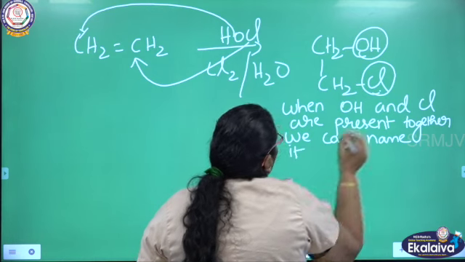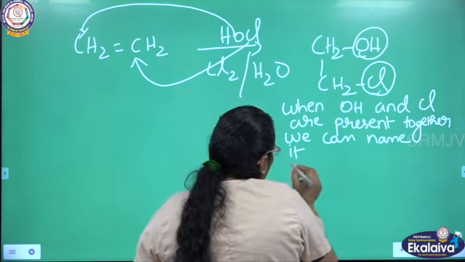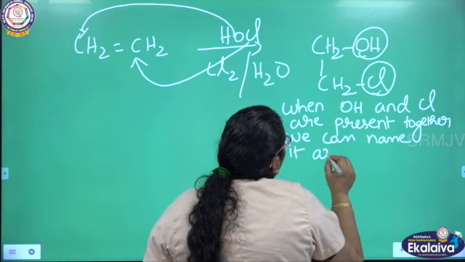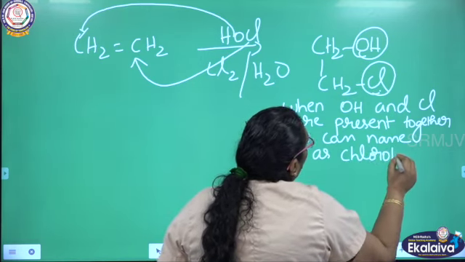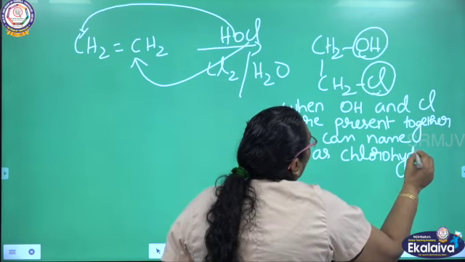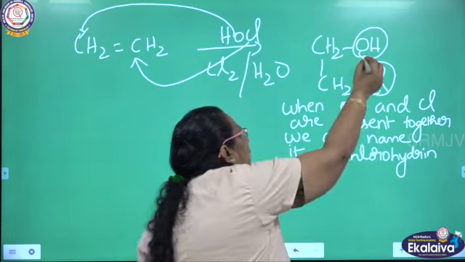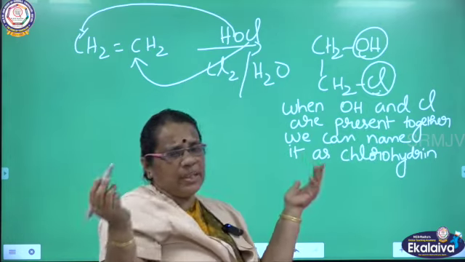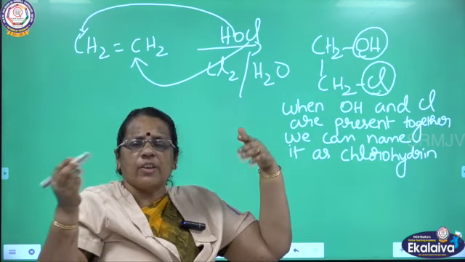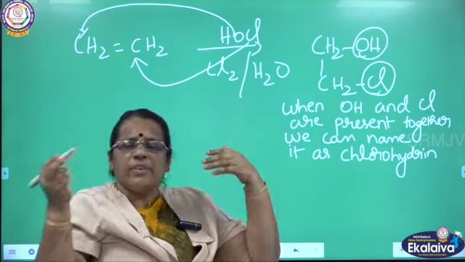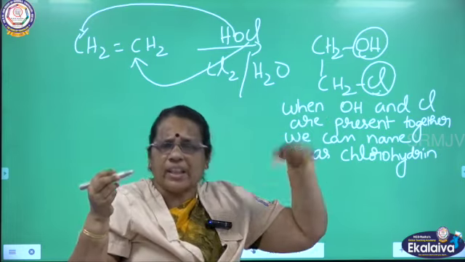But here, what is the halogen? This is chlorine here. So we can name it as chlorohydrin. So what is chlorohydrin? A compound that has an OH group as well as Cl. Any halogen can be there. If it is bromine, bromohydrin. If it is fluorine, fluorohydrin. If it is iodine, iodohydrin. So one of the halogens should be there.